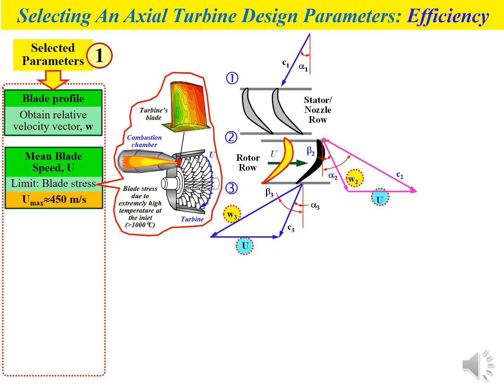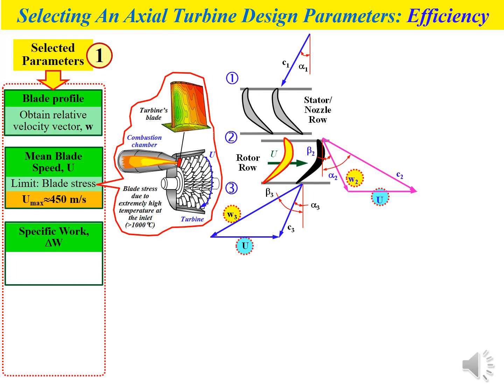Okay, so we need to know the limitation of the turbine in terms of mean blade speed. Normally the maximum value of mean blade speed is around 450 meters per second. If we use more than this value, we will damage the blade of the turbine.